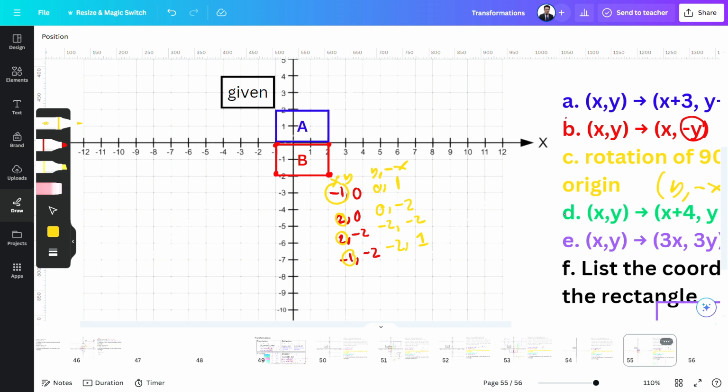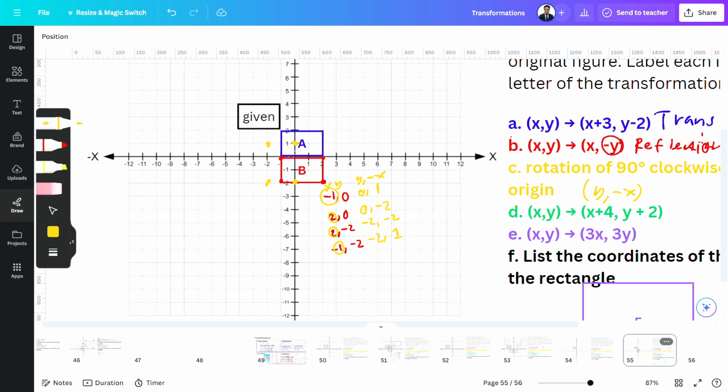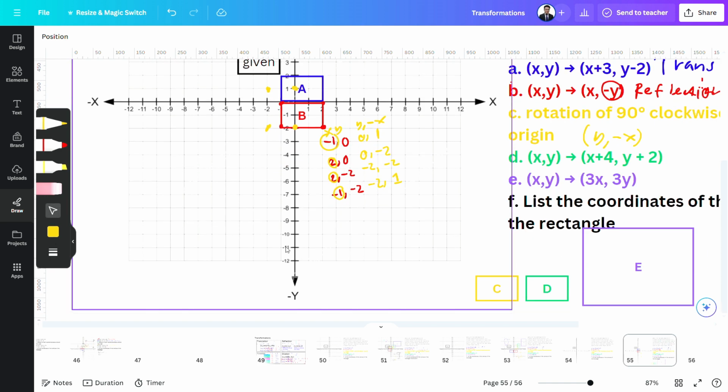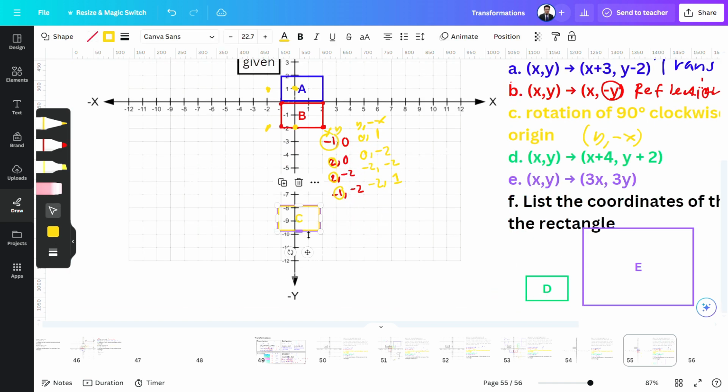First, we have 0, comma 1. Where is 0, comma 1? It's actually here. Now, let's do the 0, comma negative 2. It's actually on there. And then negative 2, comma negative 2 is actually here. And then last one, we have negative 2, comma 1. It's actually here. So when we try to connect those points, that will be the answer for letter C. That is our rotation, 90 degrees clockwise.